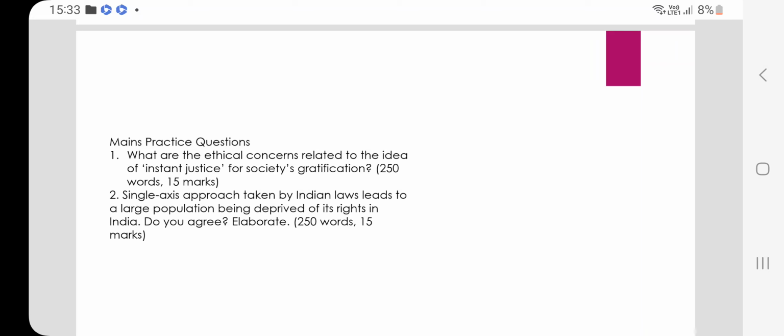What are the ethical concerns related to the idea of instant justice for society's gratification? Answer it in 250 words in the comment section. The second question: the single access approach taken by Indian law leads to a large population being deprived of their rights in India. Do you agree? Elaborate in 250 words for 15 marks.